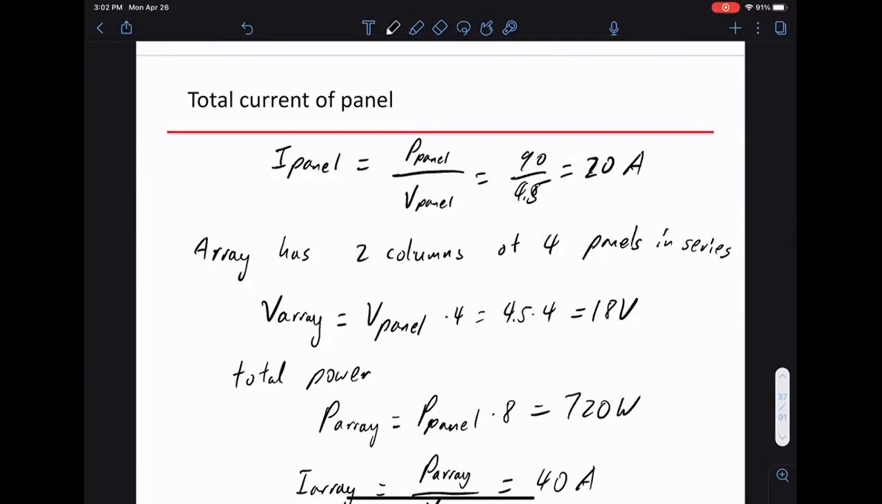So, yeah, go ahead. The 18 volts is per series of panels, and those series are also in parallel, those two columns. Right, okay, I see. That's why the voltage is the same, and then you use the power divided by the voltage to find the current. I got it.